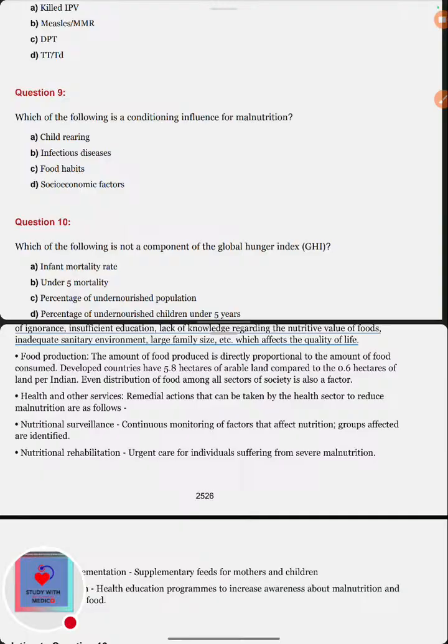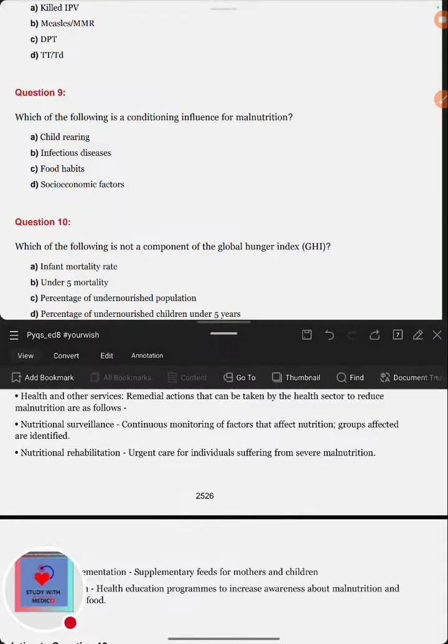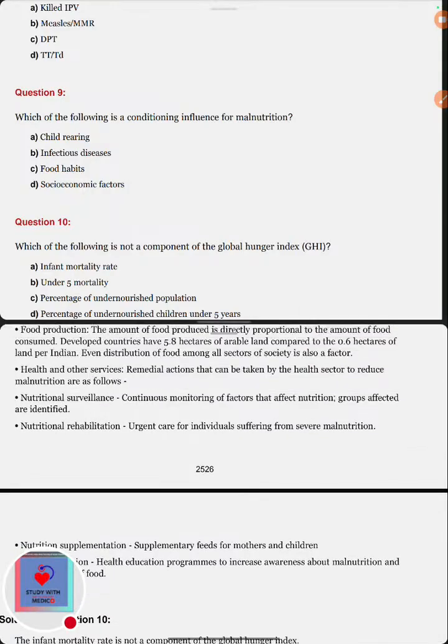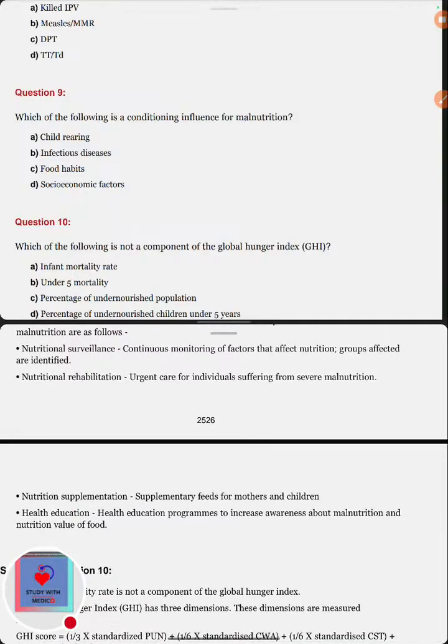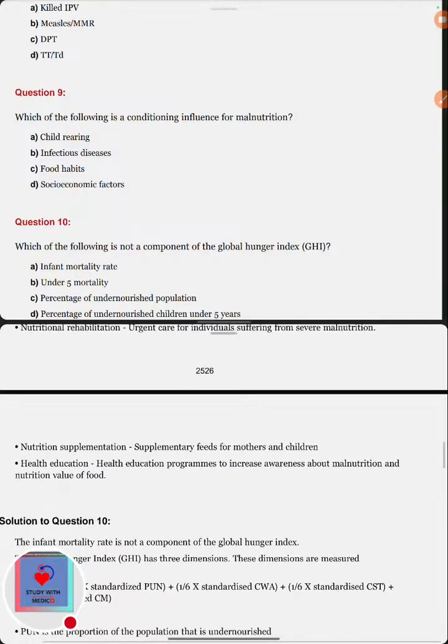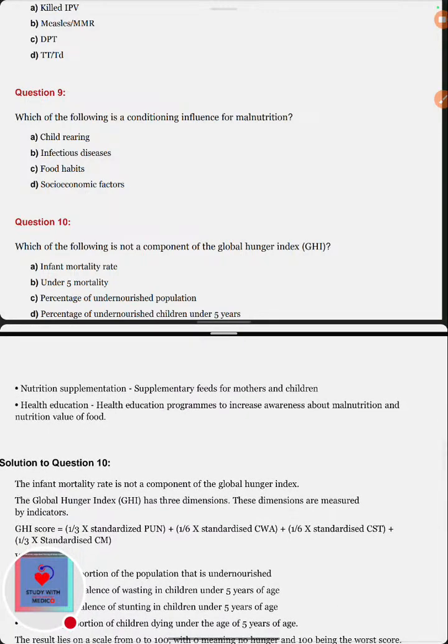Services, remedial actions that can be taken by the health sector to reduce malnutrition are as follows. Nutrition surveillance: continuous monitoring of factors that affect nutrition, and groups affected are identified. Urgent care for individuals suffering from severe malnutrition.